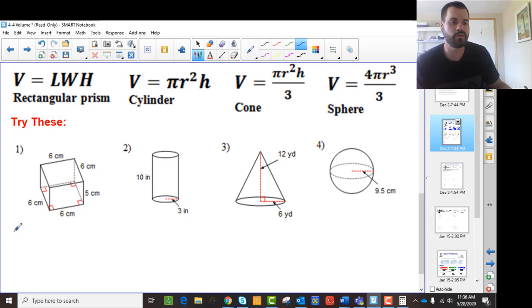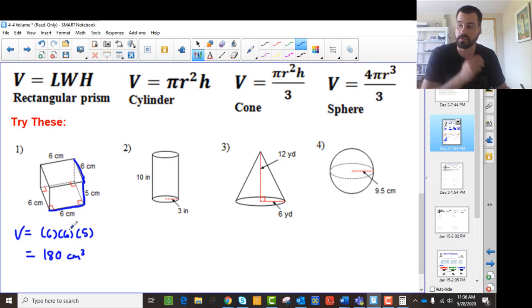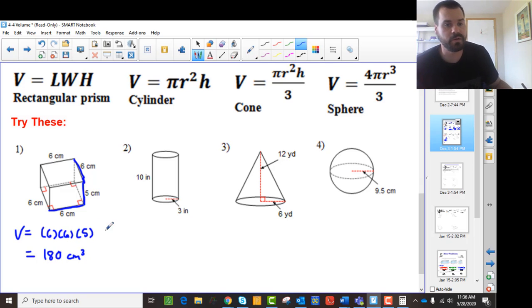Okay. So the volume of this guy is going to be length, width, and height. So you basically need those 3 dimensions. So they're 6, 6, and 5. So that's going to give us 180 cubic centimeters, all right? Because 5 times 6 is 30, times 6 is 180.